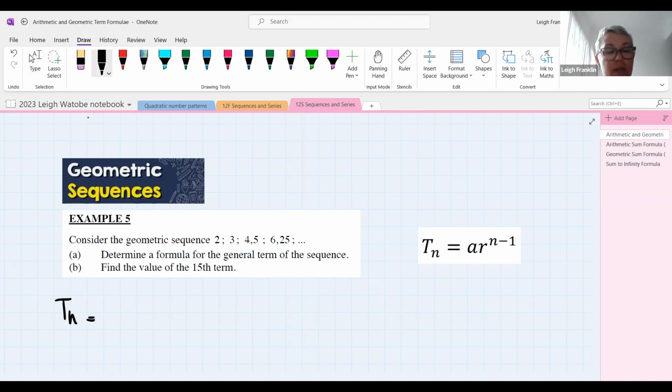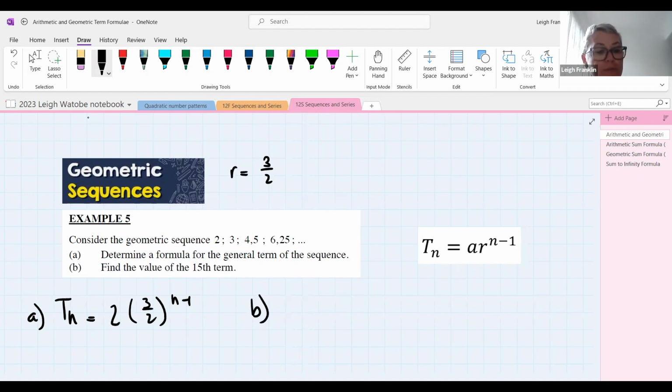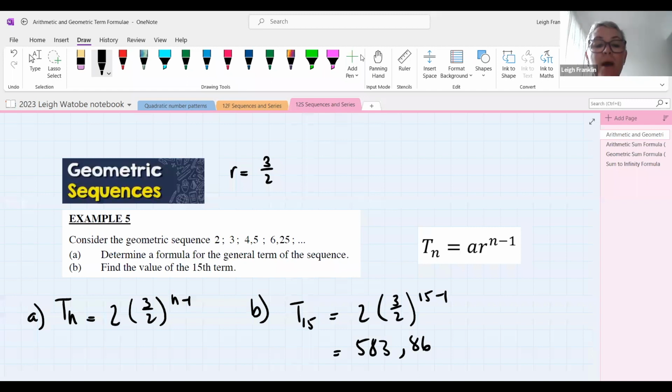We said that Tn equals 2 times our ratio, which would be 3 over 2, so term 2 divided by term 1. So that's 2 times 3 over 2 to the n minus 1. And that was part A. Then in part B, we would have subbed in. Term 15 is 2 times 3 over 2 to the power of 15 minus 1, which is 14. And we all got the same answer of 583.86. So remember to round correctly to 2 decimal places.